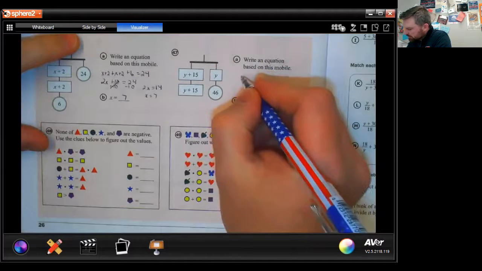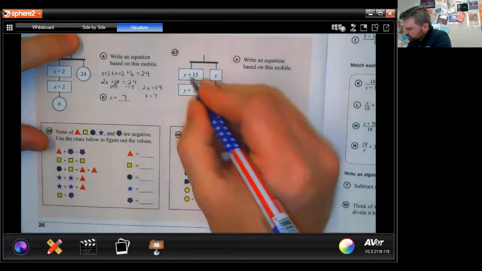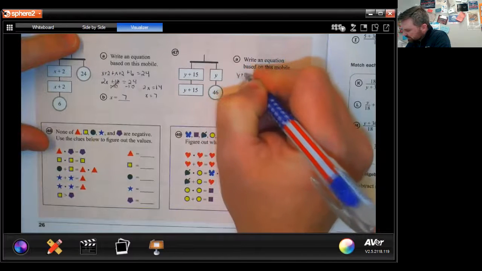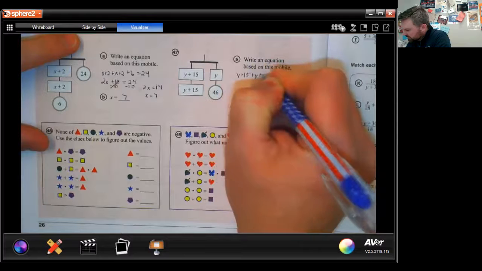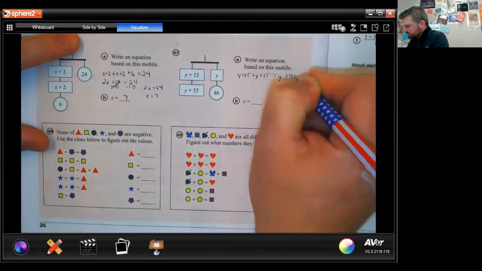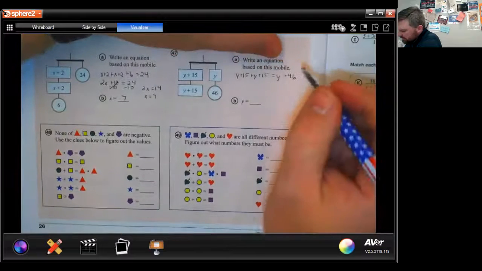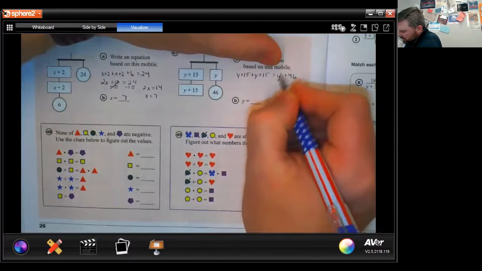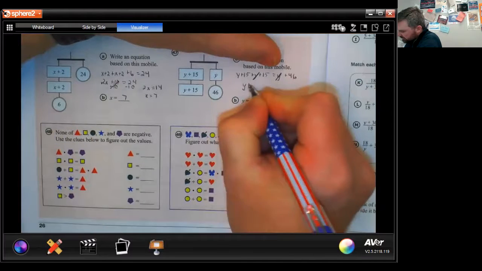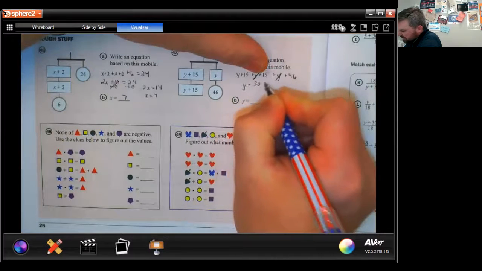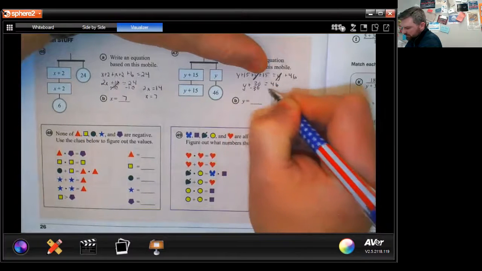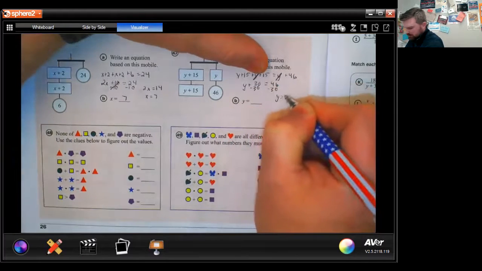Okay, so here we have 2y plus 15. So you've got y plus 15 plus y plus 15 equals y plus 46. Okay, so I can cancel a y on both sides. I have y plus 30 equals 46. If I subtract 30 from both sides, I get y equals 16.